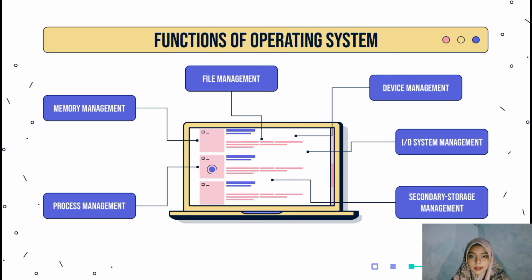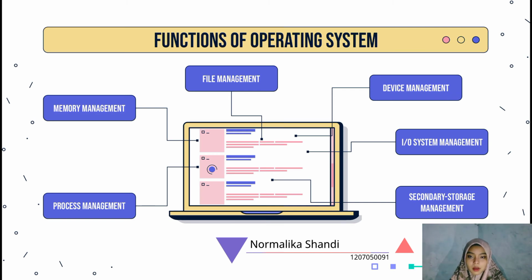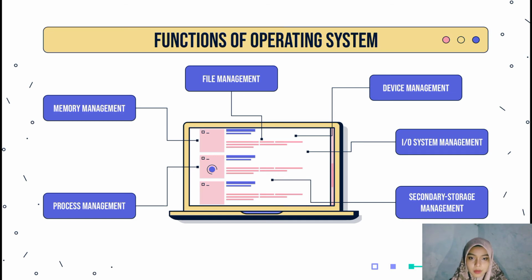My name is Marika Sandi. I want to explain the functions of operating systems. First, process management. Process management helps to create and develop processes. It also provides mechanisms for synchronization and communication among processes.